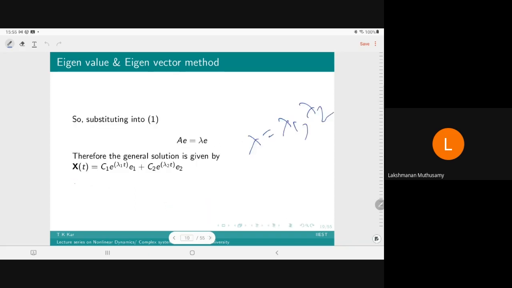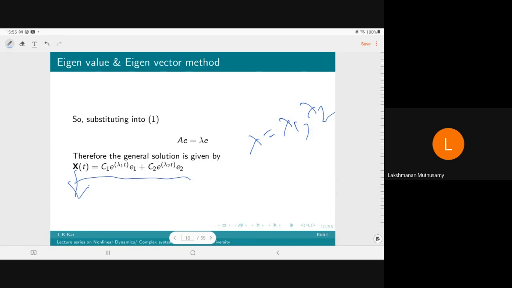It takes the form x equal to c1 e to the power lambda 1 t e1 plus c2 e to the power lambda 2 t e2. Here lambda 1, lambda 2 may be complex, may be real, and if you look at this x(t), this is the perturbation. That is, our intention is that if a system is to be stable, this perturbation will decay and ultimately tend to 0 as t tends to infinity.